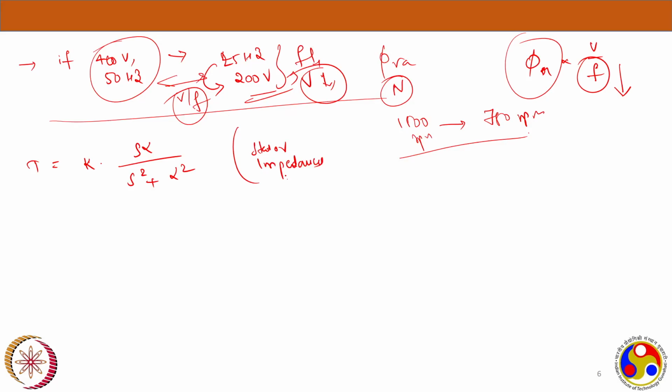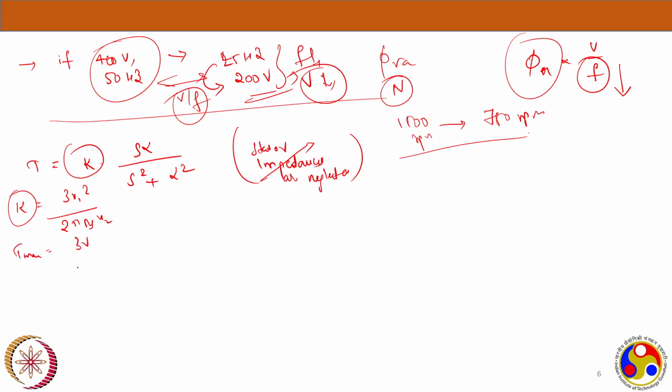Stator impedances are neglected. Then what is the K here? K is equal to, I'll just write, with X2. Now for T max, you have 3V square by 4 pi ns. So K will be reduced by half if it is T max.